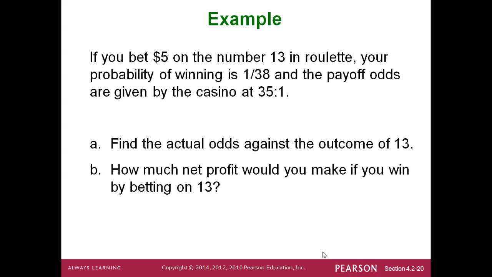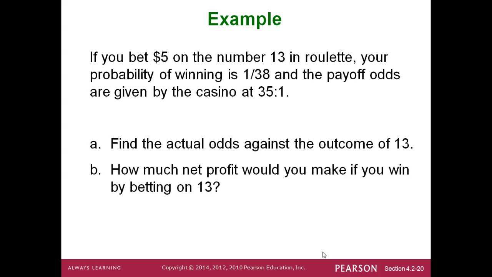So if you bet $5 on the number 13, your probability of winning is 1 out of 38. That's the probability of winning: 1 out of 38 numbers there. The payoff odds are given by the casino. They say 35 to 1, and you bet $5. What are the odds against the outcome of 13? If the probability is 1 out of 38, it's 37 to 1. 37 to 1 are the odds against that.